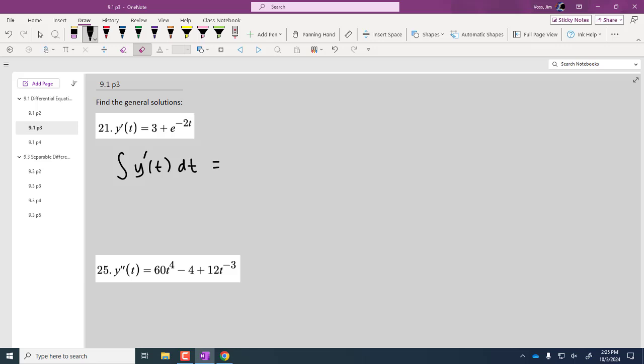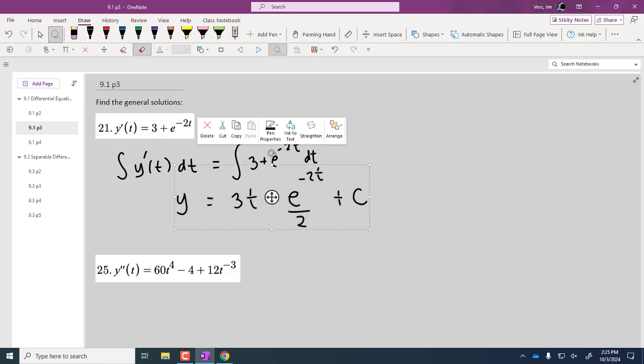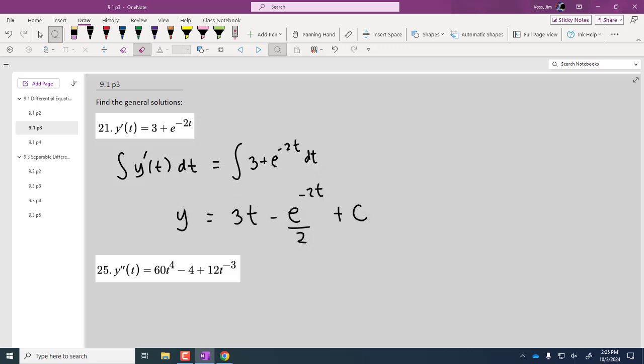So if we integrate the left side with respect to t, and we integrate the right side with respect to t, well, we know that the integral of the derivative is the function, so we get that. And we already know how to integrate this. This is 3t minus e to the negative 2t divided by 2, plus c. So we would call this the general solution. The general solution has a c in it. That c is unknown.